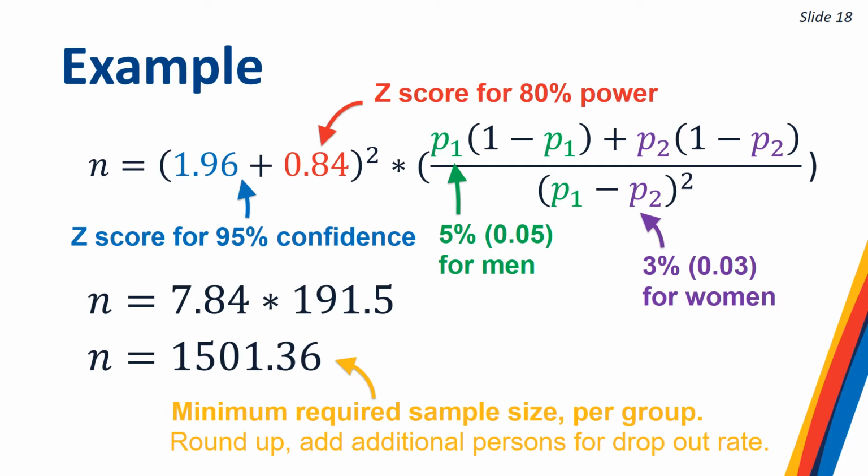And why is that so large? Well, it's because these values are so small, 5% of men, 3% of women. You need a big study to capture 5% and 3%. Whereas if you had a population where something's occurring at a much higher prevalence, then that's going to affect it much differently.